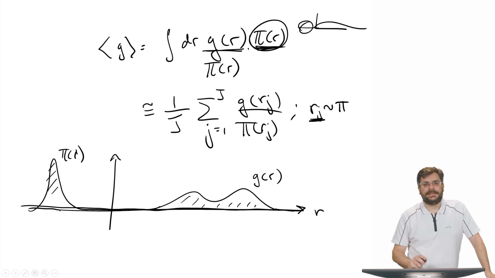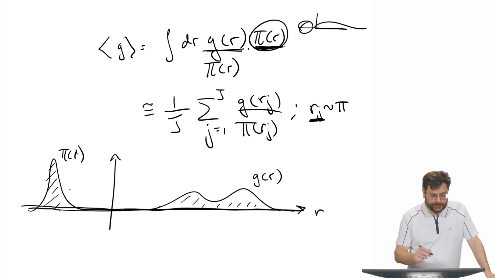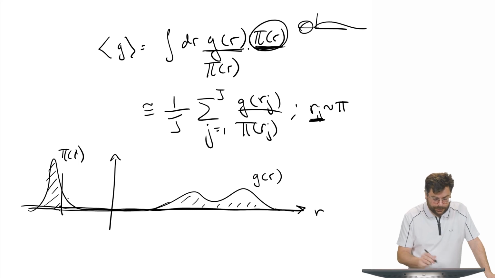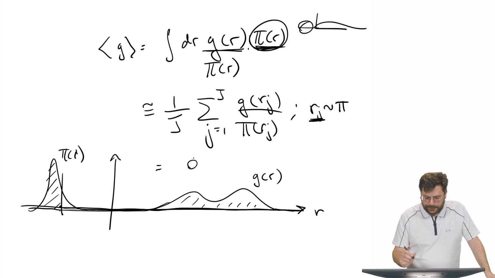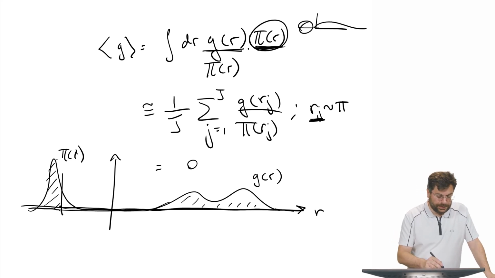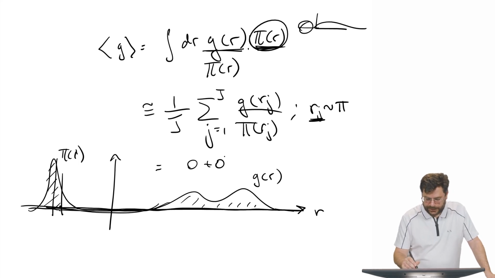Now, let's suppose that I draw a sample from pi of r. I can draw samples from pi of r analytically, so pi of r is a Gaussian. I draw a sample, and it's going to be maybe here. Great. Now, calculate g of r evaluated at this value. Well, essentially, g of r at this point is 0. So the first term in the sum is 0. Now, let's try to draw another sample from pi of r. Maybe it's going to be an even more probable sample. It'll be here. What's the value of g of r here? Well, it's going to be another 0.